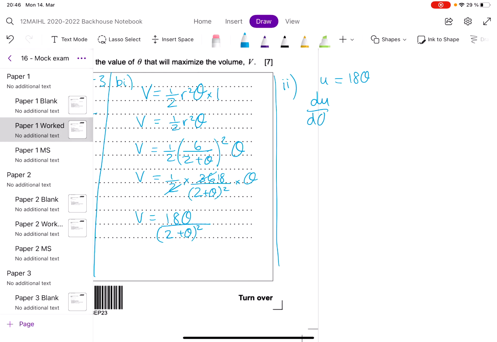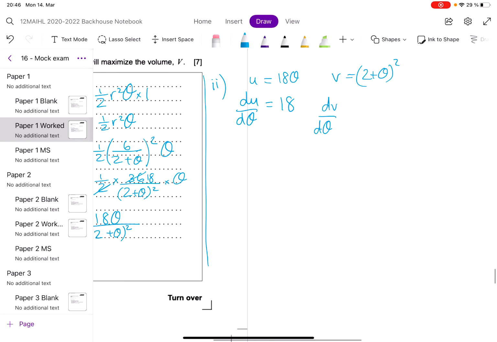According to the formula guide, we're going to need du by d theta. V is 2 plus theta squared. We're going to need dv by d theta. You might want to use the chain rule. You might be okay with this and go, I'm going to differentiate the outside. That would be to the power of 1. And multiply by the derivative of the inside. Well, that derivative of theta is just 1, so it's just that. 2 times 2 plus theta.